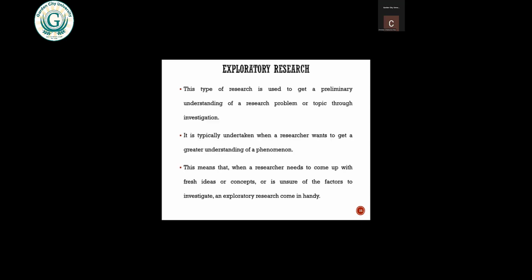We also have exploratory research, where there is a new phenomenon, and you might be the first person investigating that phenomenon. You'd want to explore that phenomenon. So you can do an exploratory research, where you are trying to explore that new phenomenon.